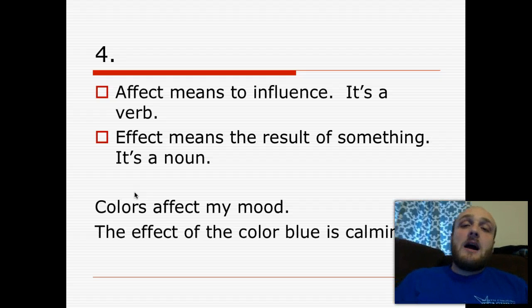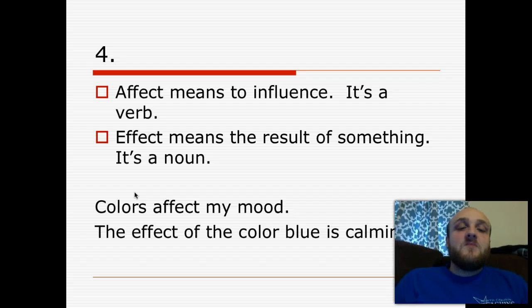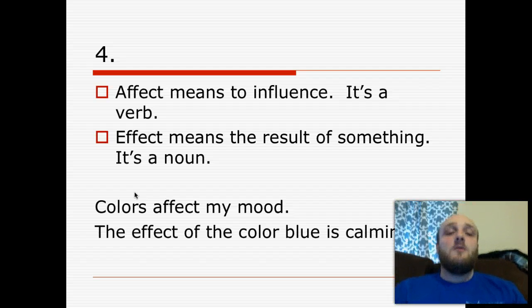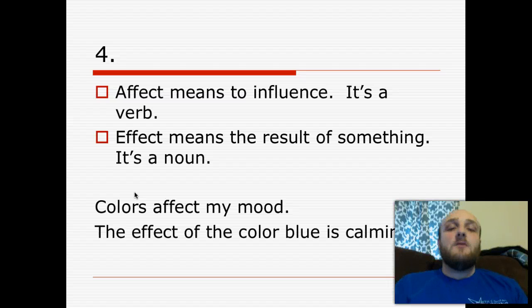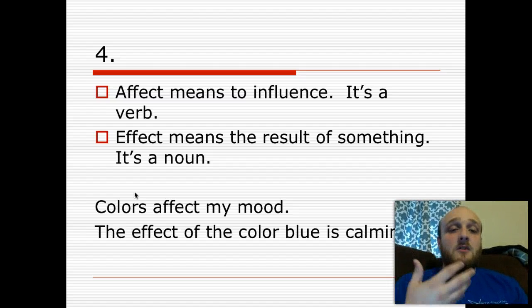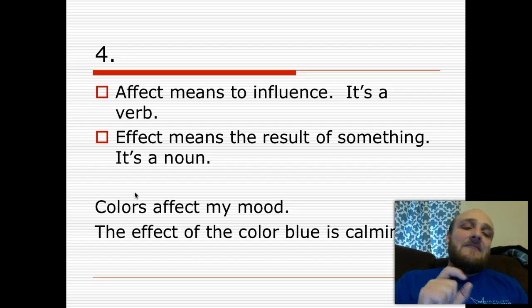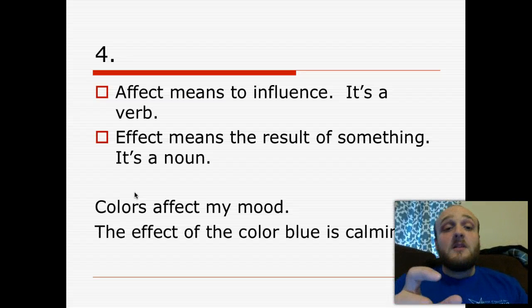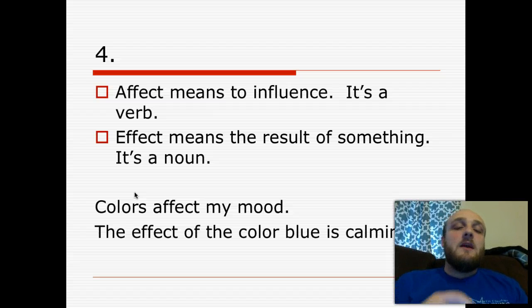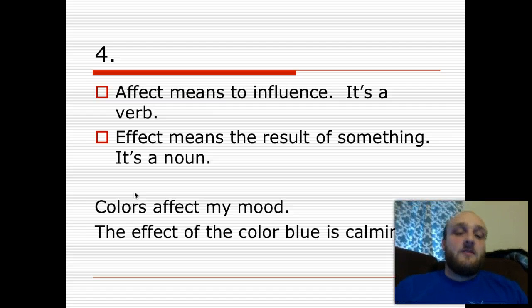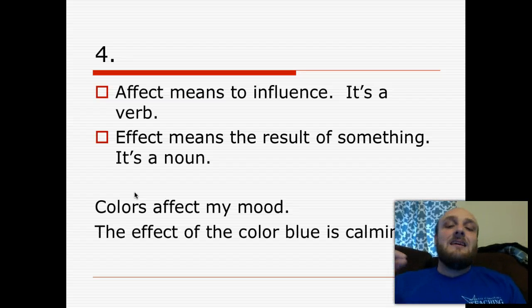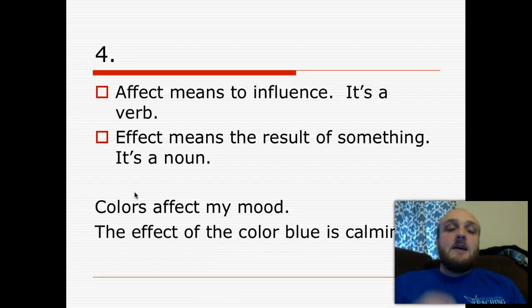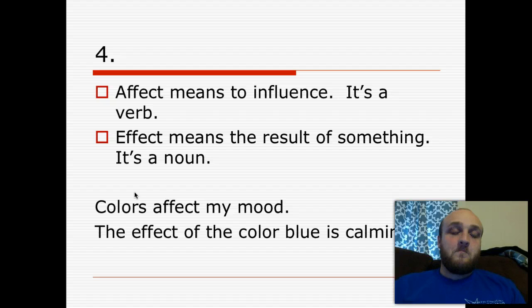So this curtain behind me is blue, okay? Colors affect my mood. That blue color influences my mood. Okay? It does something, so it's a verb. However, the effect, that starts with the letter E, the effect means the result of something, okay? So the effect of that color blue is that it's calming to me, okay? It makes me feel at ease and calm and chill.